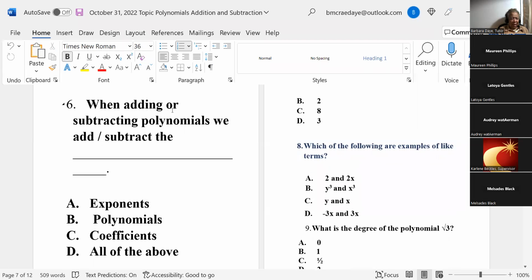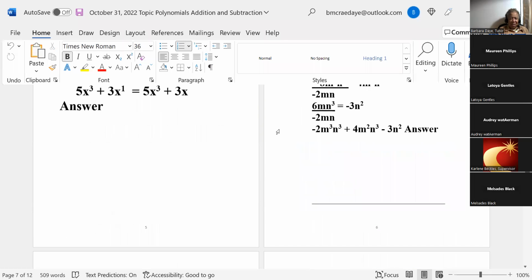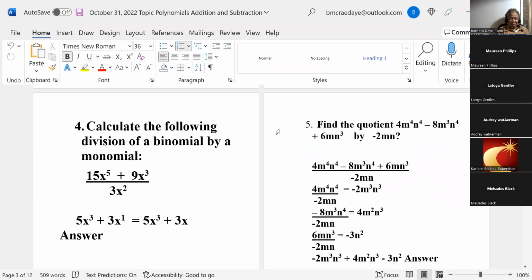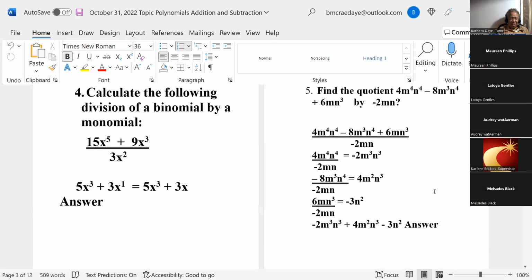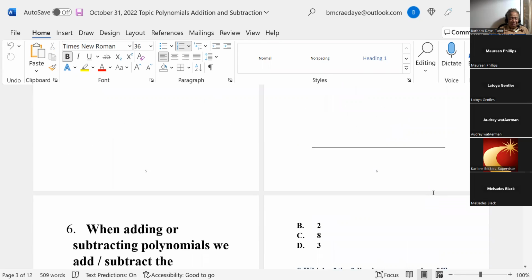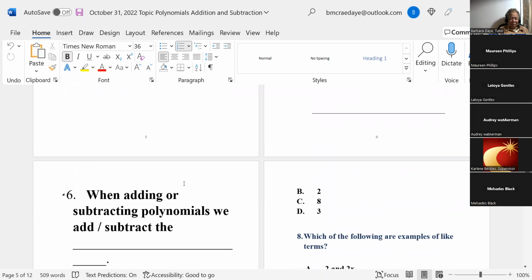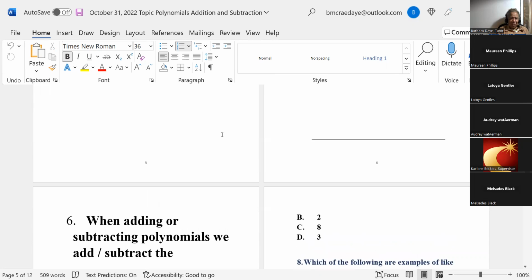I said with adding or subtracting polynomials, we add or subtract what? Coefficients. That's what we've been doing. Sorry about that, Mercedes. We've been looking at these coefficients, these numbers in front of the variables, right? When we add and subtract polynomials, we look at the coefficients.